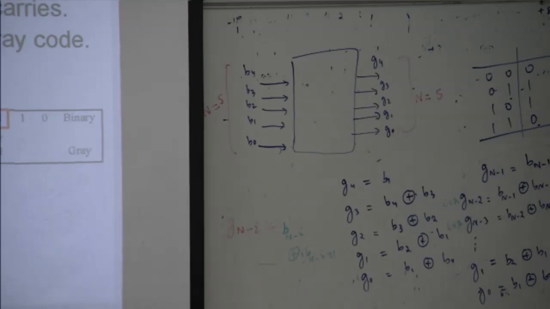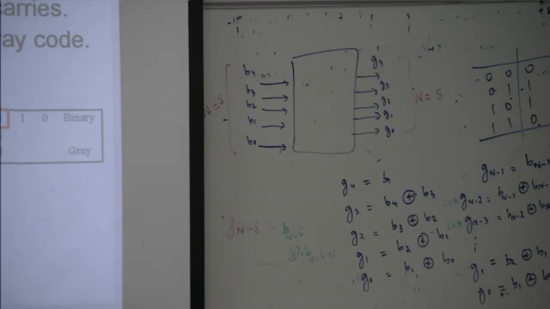What about this? What are we doing? 1 plus 0 is 1. 0 plus 1 is 1. 1 plus 1 is 0. And 1 plus 0 is 1. So what is the input? 1 0 1 1 0. Binary code or Gray code? How do you know it's binary? Base 2. How do you know it's Gray? Got it? So now given a 5-bit binary number, we have converted it into a 5-bit Gray code.